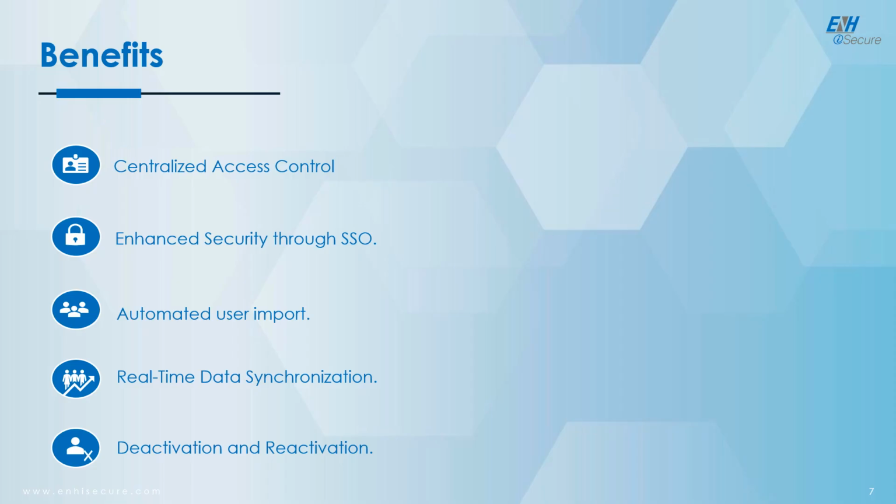Automated user import. It simplifies the process of syncing users from Zoho to Okta using scheduled imports. With this setup, Okta periodically imports new user accounts and updates from Zoho based on a defined schedule. This ensures that user profiles in Okta are always up to date. Real-time data synchronization. Changes made to user profiles in Zoho are automatically reflected in Okta, ensuring all employee data is current and accurate across platforms. This reduces errors and improves compliance.